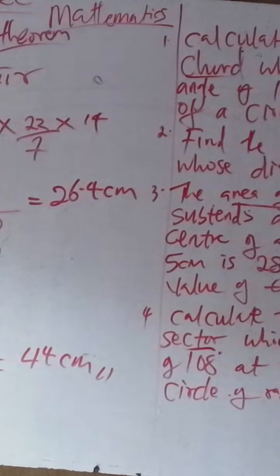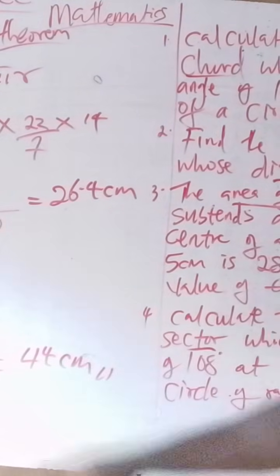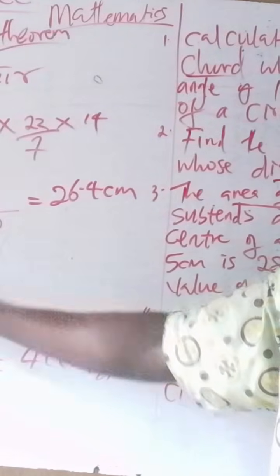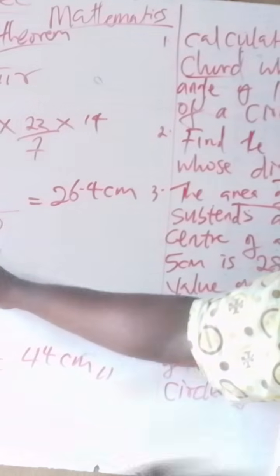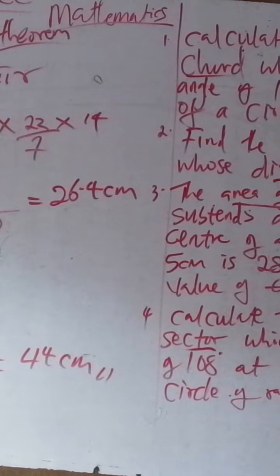So they gave me a diameter here, not a radius. Look at what they say, diameter here. So if it's diameter, divide by 2. If it's radius, use it as it is. That was why I divided by 2. So 2 came down, my pi is my pi, then my radius is what it is.